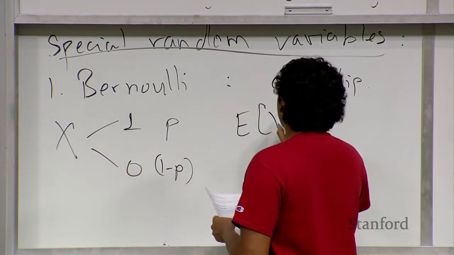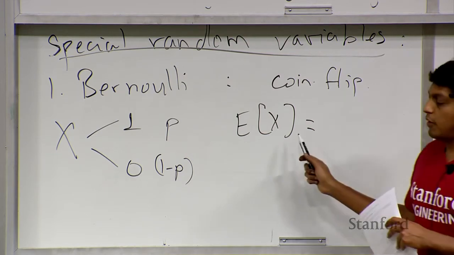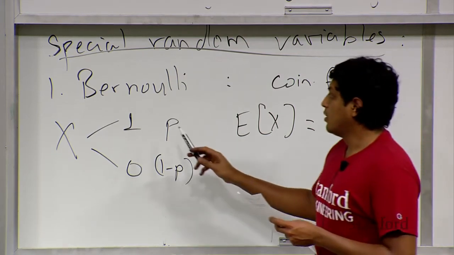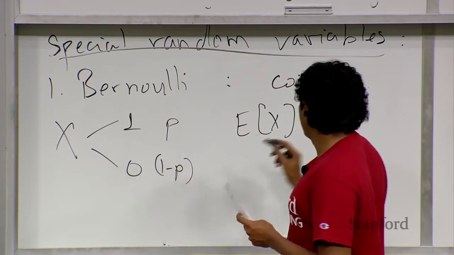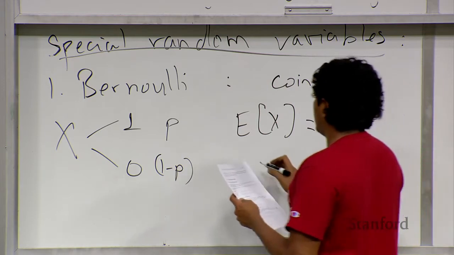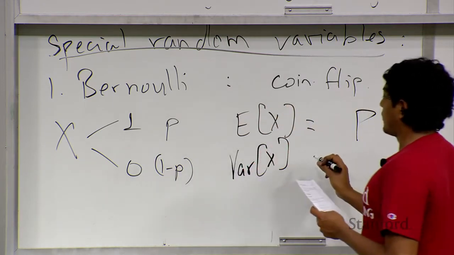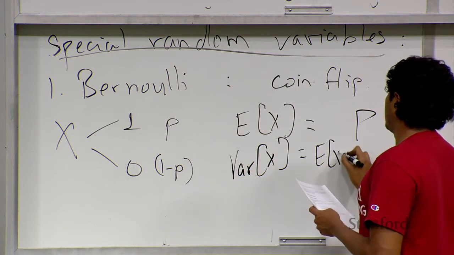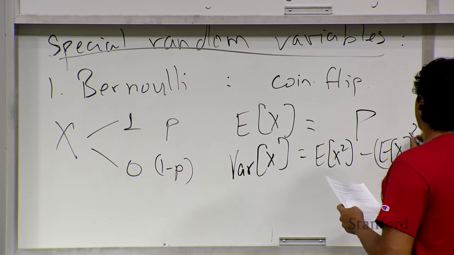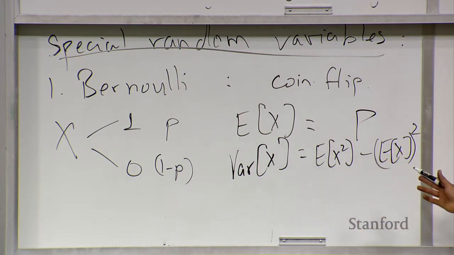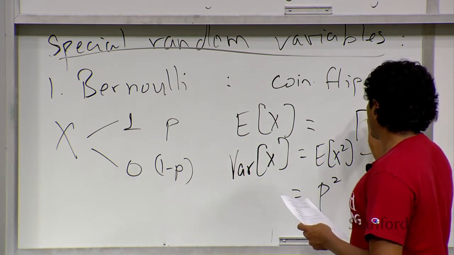Let's do some calculation. What would the expectation of this be? If we just wanted to go over it by hand, it would be 1 times p plus 0 times 1 minus p, that is p. Similarly, the variance of x would be the expectation of x squared minus E of x the whole squared. So we're using the second definition for variance that we saw. The expectation of x squared would be p squared in a similar manner to this.